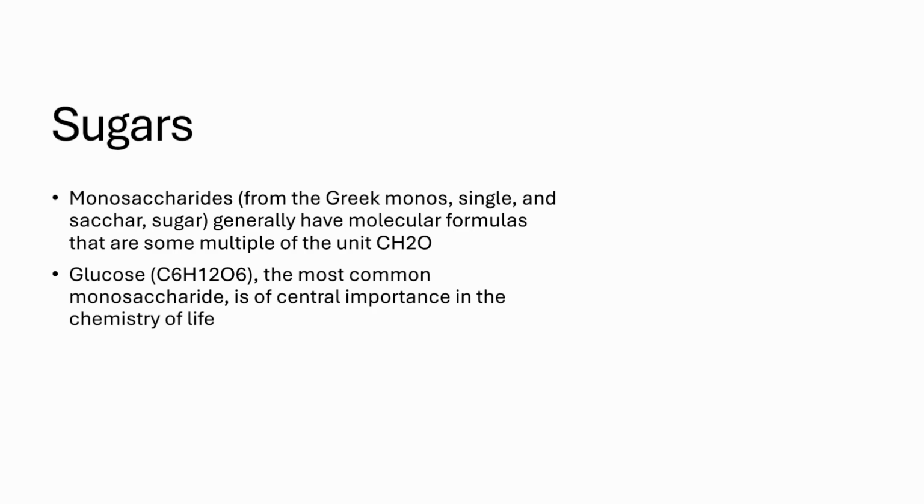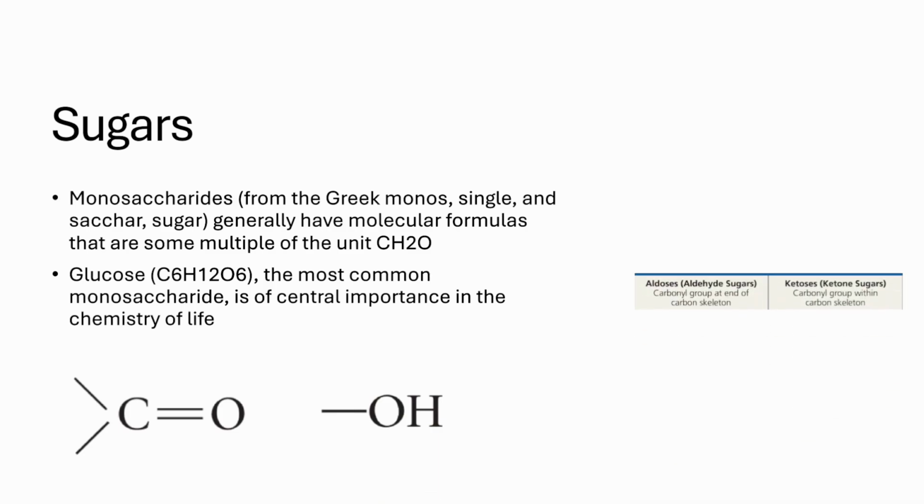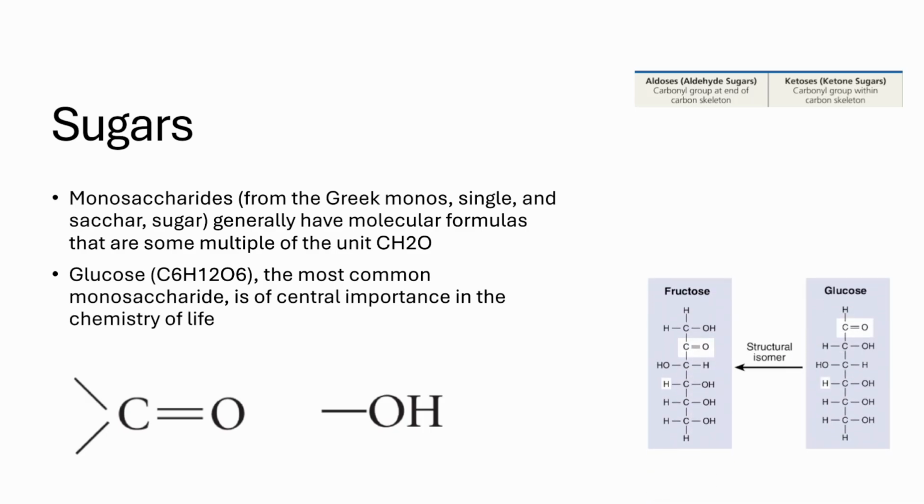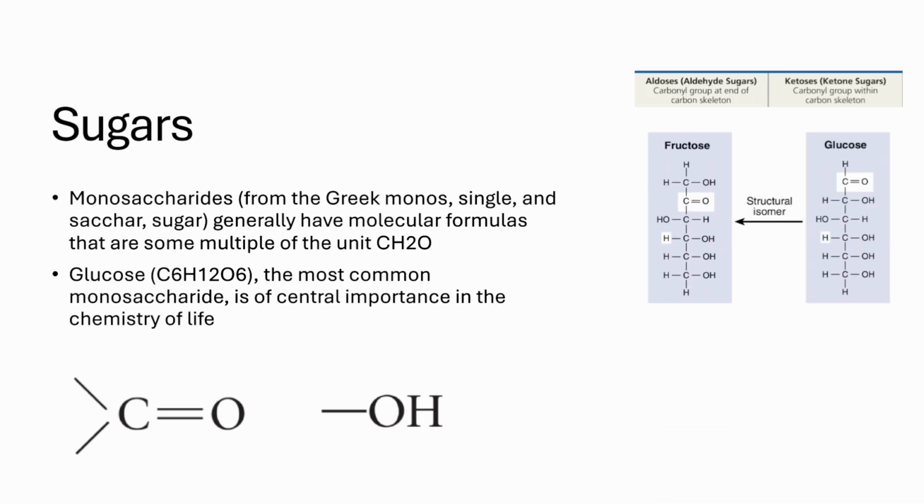In the structure of glucose, we can see the trademarks of a monosaccharide. The molecule has a carbonyl group and multiple hydroxyl groups. Depending on the location of the carbonyl group, a monosaccharide is either an aldose, an aldehyde sugar, or a ketose, a ketone sugar. Glucose, for example, is an aldose. Fructose, an isomer of glucose, is a ketose. And also, most names of sugars end in the suffix "ose."